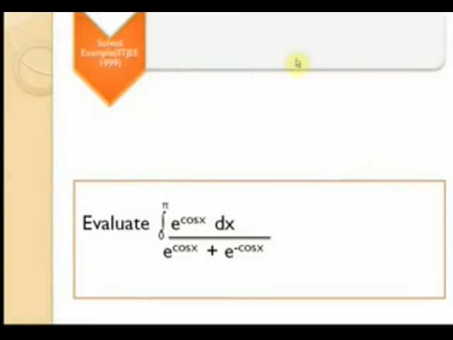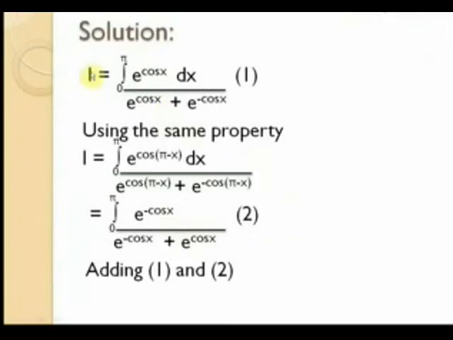Let's try to solve one more problem. Evaluate the integral of e to the power of cos x divided by e to the power of cos x plus e to the power of minus cos x from 0 to pi. Now this problem appeared in IIT JEE 1999, and it says that we have to integrate this expression from 0 to pi. So let us say that I is equal to this expression.